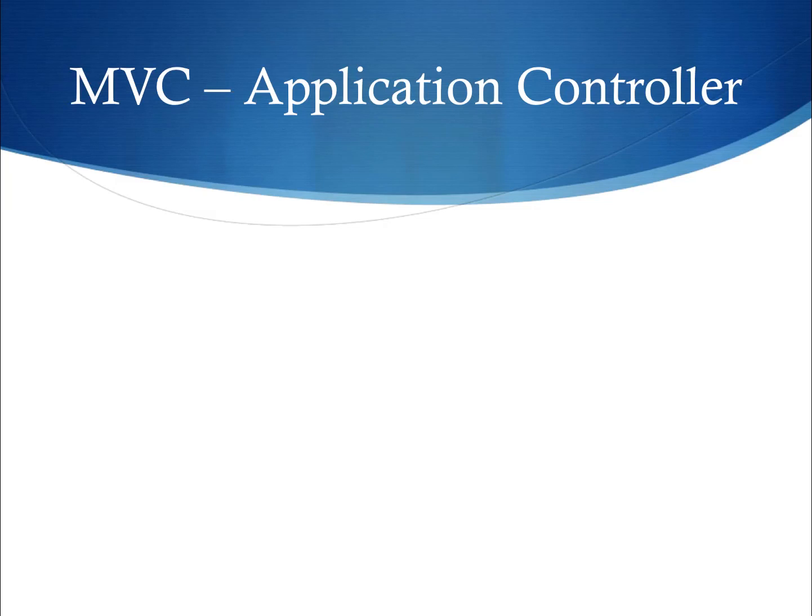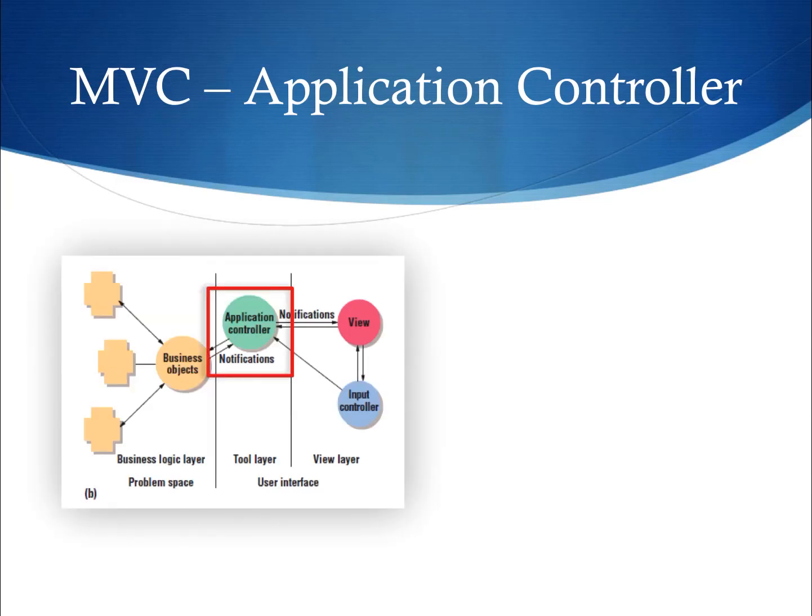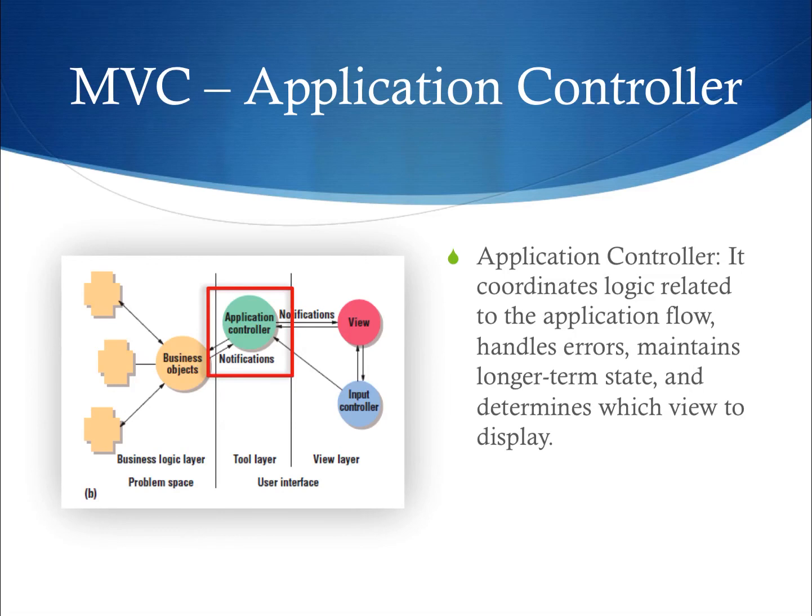So now we're going to talk about the application controller. All right. It coordinates logic related to the application flow, handles errors, maintains long-term states, and determines which view to display. All right. So it gets the information from the input controller and sends it to the business layer. The business layer returns the information, and it will notify the user through the view of what was processed. All right.